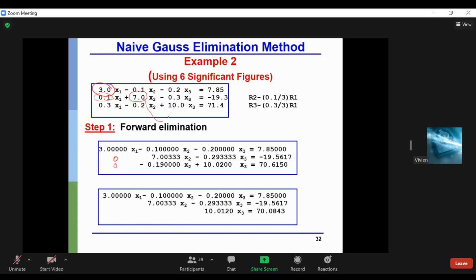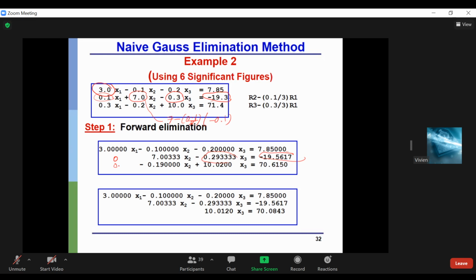So that will be 7 minus 0.1 over 3 multiplied by the first row element, which is minus 0.1. So here the result we have is 7.00333x2. Again, we do the same for the third element in the row and also for the right-hand side, so that this value will be changing. Okay, so we finish working on the second row.